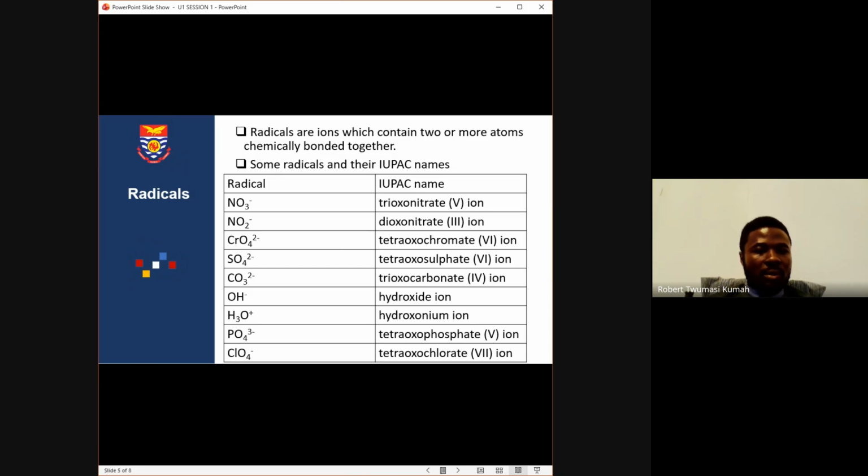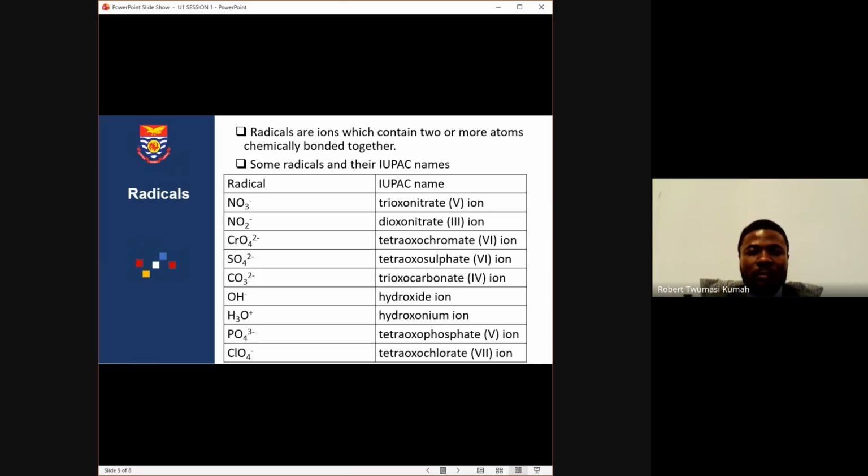Okay, so let's move on to look at radicals. Radicals are ions which contain 2 or more atoms chemically bonded together. We are now talking about a group of atoms that have come together as an ion, but in it we have more than one atom, and they are staying together as a charged unit. So when these go into a bond, they go together as a group, but they form one.